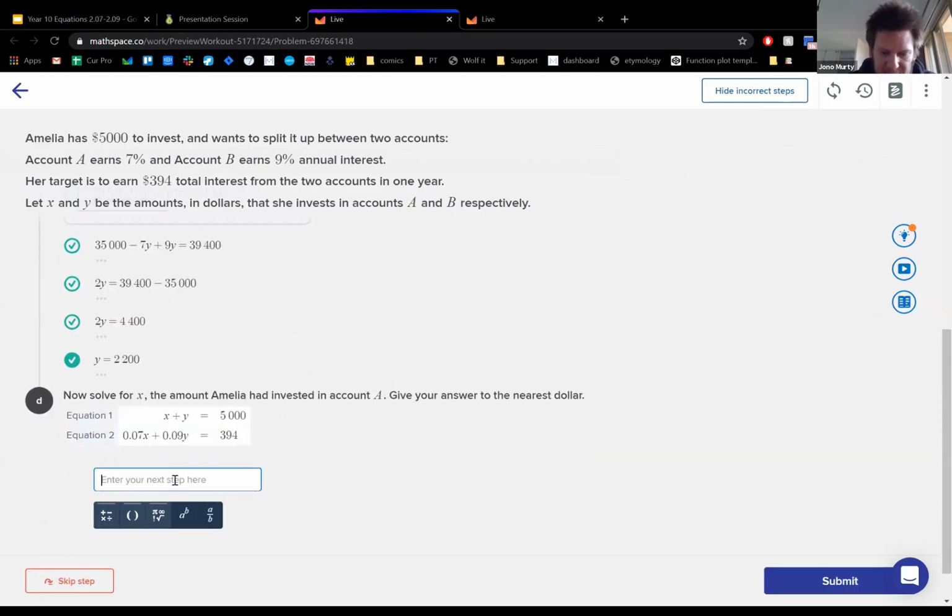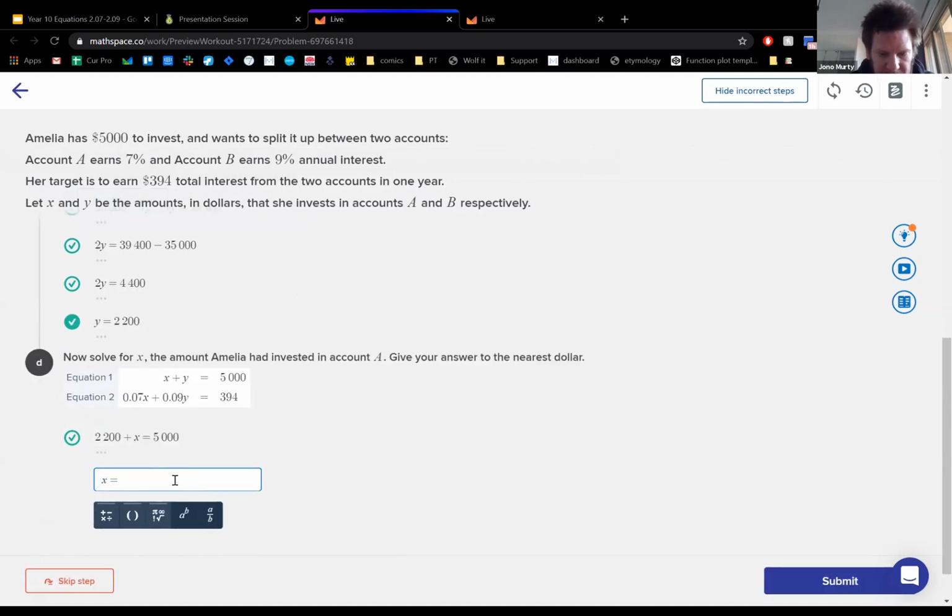Now solve for x. We know that 2,200 plus x was equal to 5,000. X is equal to 2,800. Cool. All right, let's do this one.